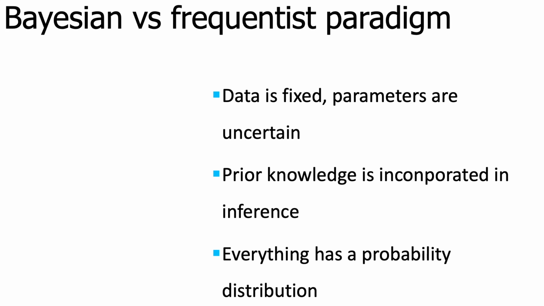And of course, the final aspect in the Bayesian situation is that everything has a probability distribution. If everything has a probability distribution, so we say not only parameters, not only the data. The data is fixed, but what generated the data has certain randomization.